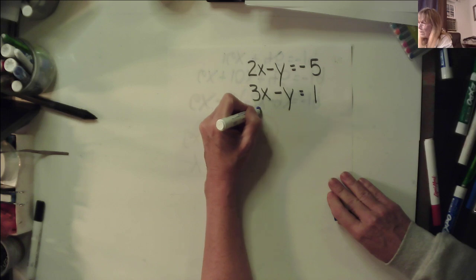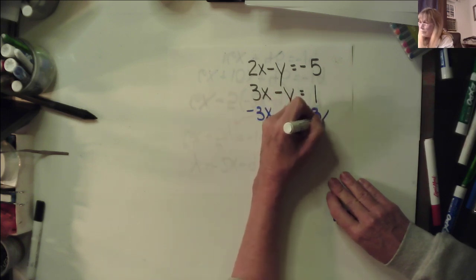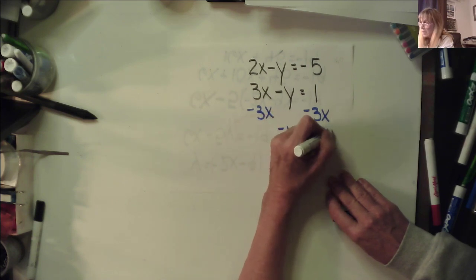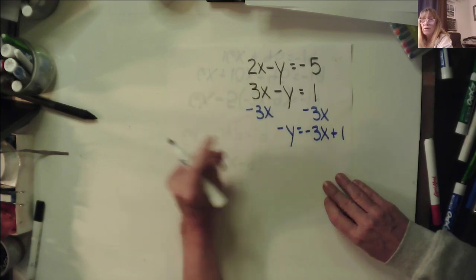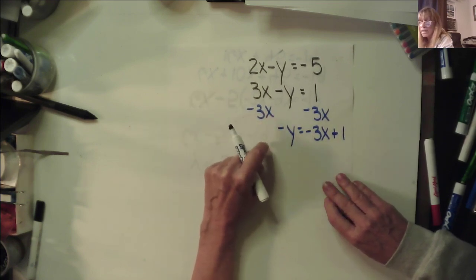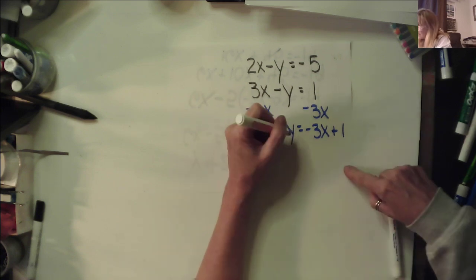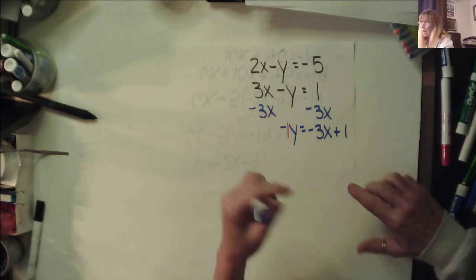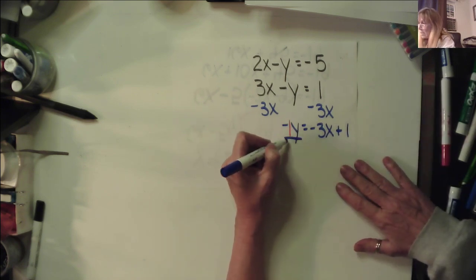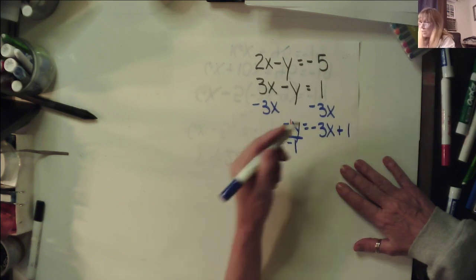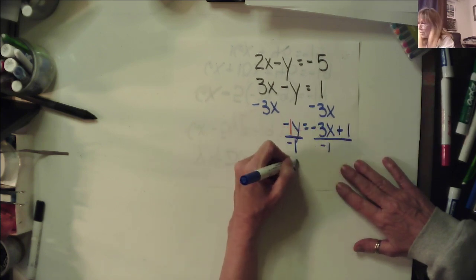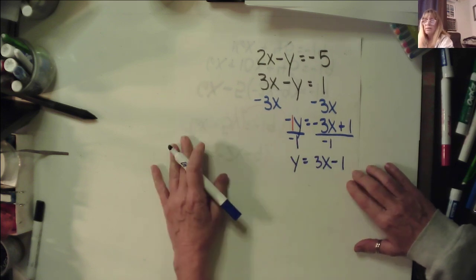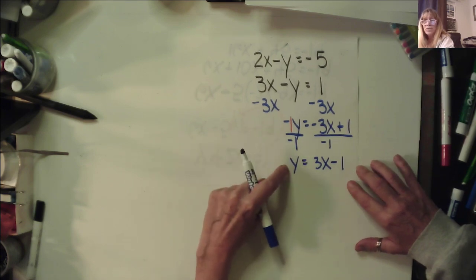So I'm going to subtract 3x from both sides, and I get negative y equals negative 3x plus 1. Now, this y is not isolated yet because this y happens to have a negative 1 in front of it. So you actually have to do one more step, which is to divide by the coefficient in front, which is a negative 1. And then you get y equals 3x minus 1. We're not solving for a negative, we're solving for this.